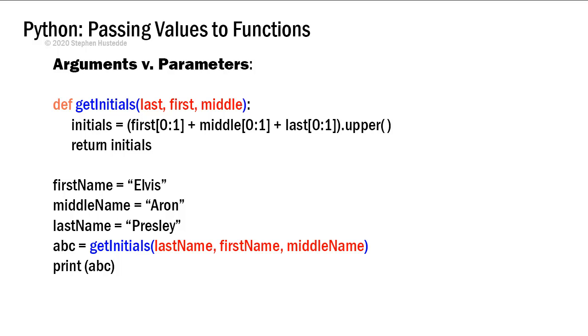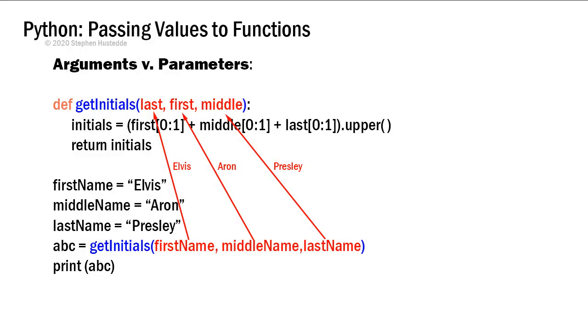And then here's my code that calls that. I have a first name, a middle name, and a last name variable consisting of Elvis, Aaron, and Presley. And then ABC equals getInitials, and I'm passing last name, the value of last name would be Presley, the value of first name would be Elvis, and the value of middle name, which would be Aaron. Now it's important that these follow the same order, because last name will go into last, first name will go into first, and middle name will go into middle. And so the result that's returned then would be EAP.